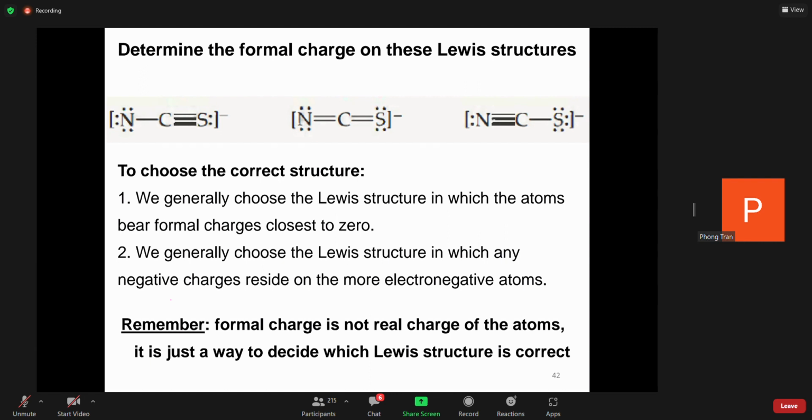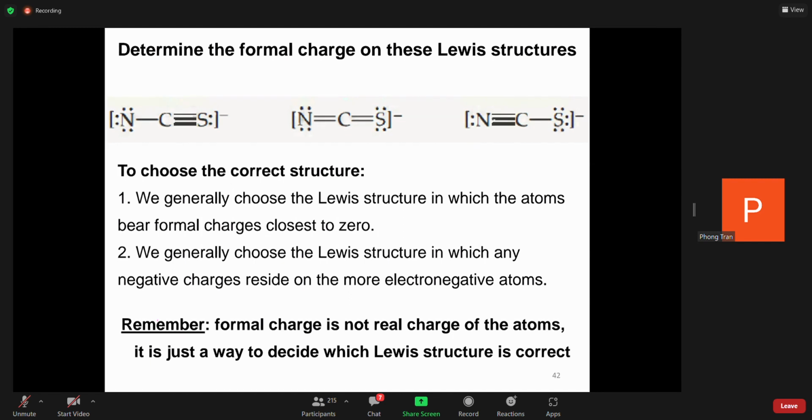So now we first try to identify the formal charge on the Lewis structure. Let's see this one, the nitrogen. One belongs to the nitrogen, so you have 7 electrons. Here you have 3, so the carbon has 4 electrons, and the sulfur will have 3 plus 2, equal to 5 electrons.